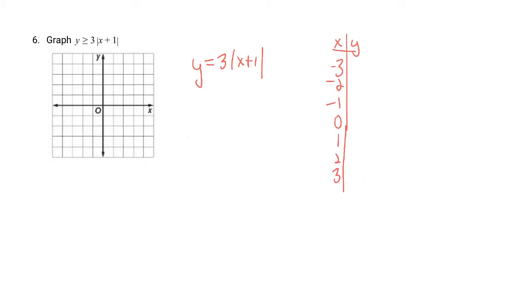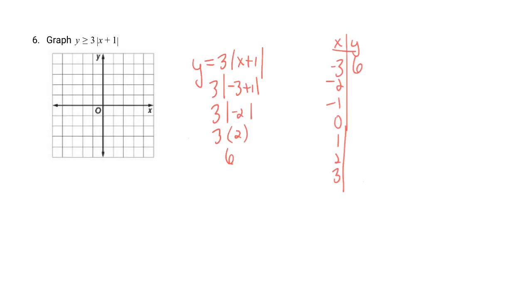So -3 we plug in, we have the absolute value of 3 times -3 plus 1. -3 plus 1 is -2. The absolute value of -2 is +2. 3 times 2 is 6. So you may have noticed I did all the algebra inside, all the adding and subtracting and multiplying that needs to be done inside the absolute value first. And then I multiplied it by the 3 on the outside.